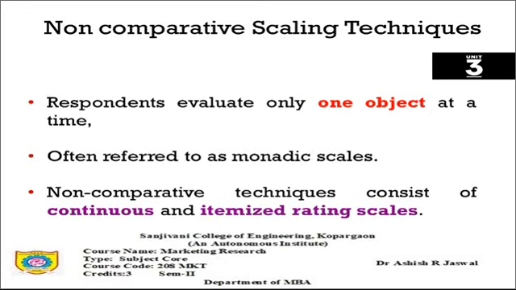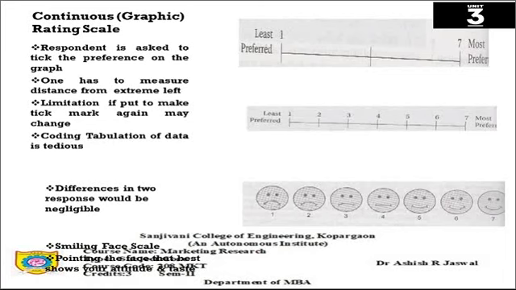Let us try to understand what we mean by continuous rating scale and what we mean by itemized rating scale. From the picture, it would be very clear with respect to a continuous rating scale, which is also called a graphic rating scale. Here, the respondent is asked to tick the preference on a graph. A graph is given. If you look at diagram 1 at the uppermost part, there are two variables given, least preferred and most preferred, with 1 and 7 given.